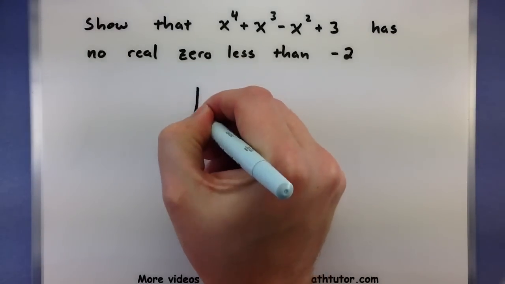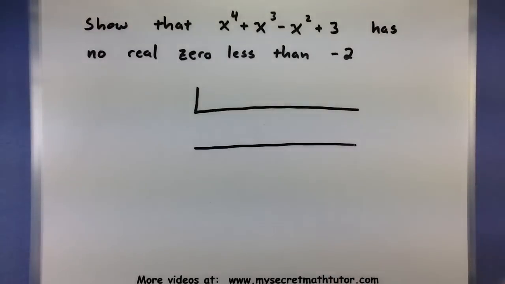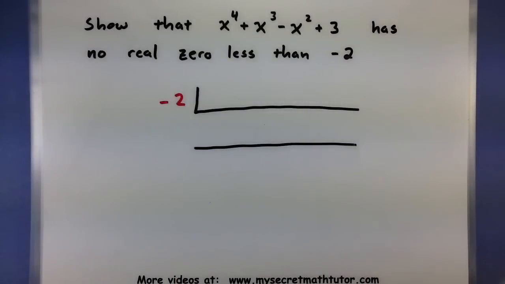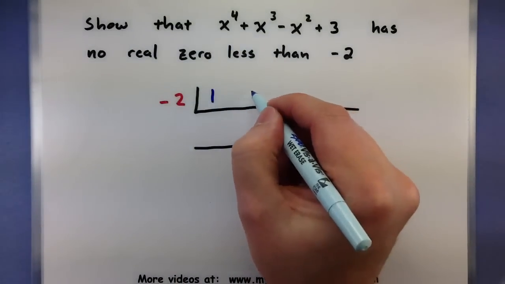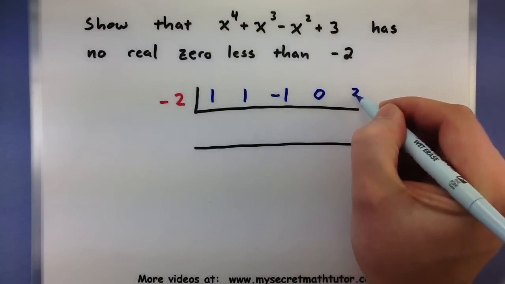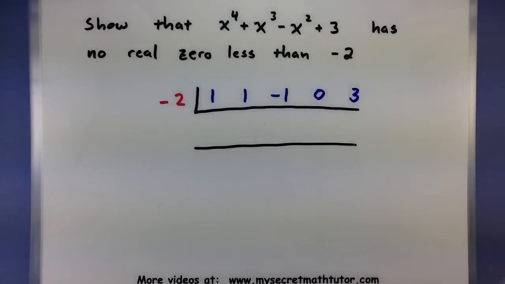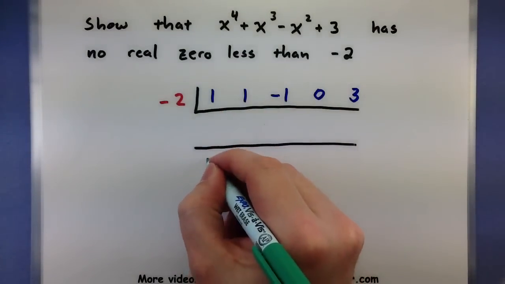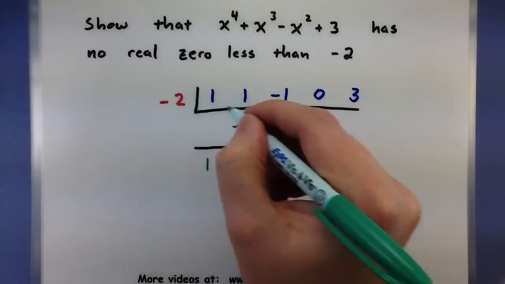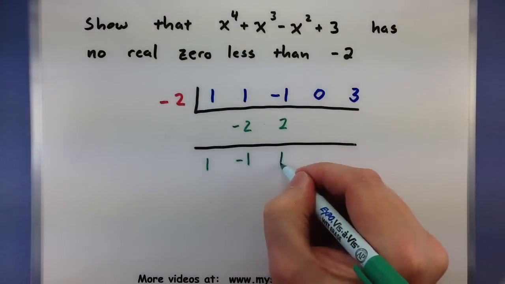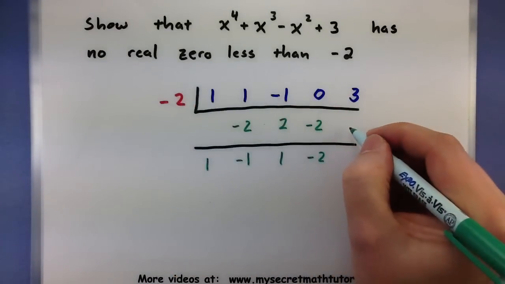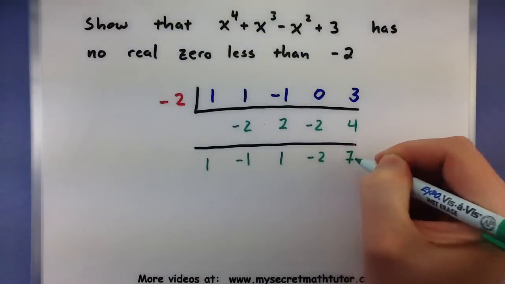All right, so let's get our setup. So we have our division bar. We're testing out a negative 2. And we'll write the coefficients of our polynomial. So 1x to the fourth, 1x cubed, minus 1x squared, no x's, and a 3. All right, now let's do this synthetic division. So we bring down our first term, then we multiply. Add, multiply, add, multiply, add, multiply, and add. Awesome.